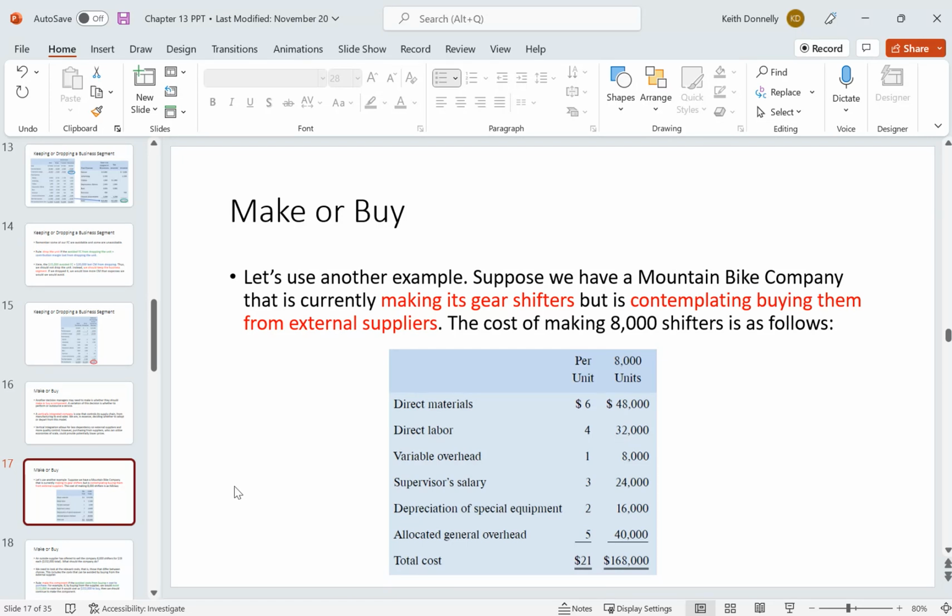And they're giving us some information here. It says the cost of making 8,000 gear shifters is as follows. It has the direct material, direct labor, variable overhead, supervisor salary, depreciation on the equipment we use to make them, and then some allocated overhead on a per unit basis, and then for the entire 8,000 units. In short, if we make them, right now we're looking at a total cost of $21 per gear shifter, and for all 8,000 gear shifters, $168,000.